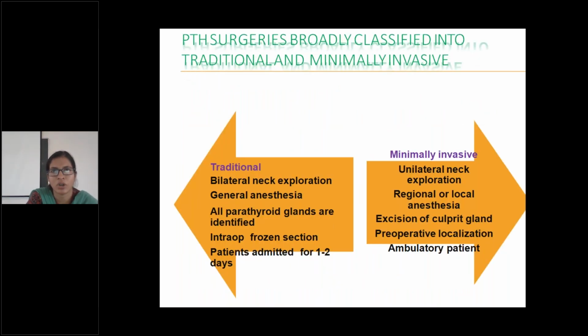Procedures: parathyroid surgeries are broadly classified into traditional and minimally invasive. Traditional means bilateral neck exploration. Here we position the patient as for thyroid surgery, under general anesthesia with the neck hyperextended, and give an incision from the anterior border of the right sternocleidomastoid to the anterior border of the left sternocleidomastoid, and subplatysmal flaps are raised. The deep cervical investing fascia is opened in the midline, the strap muscles are retracted, all parathyroid glands are identified, and intraoperative frozen section is done. Then closure is done. This is bilateral neck exploration.